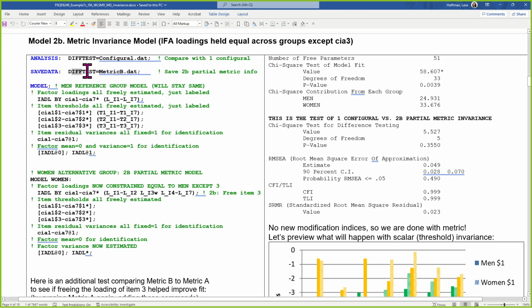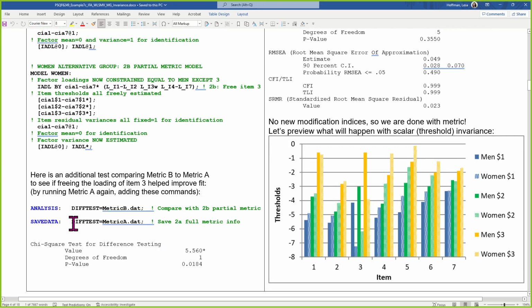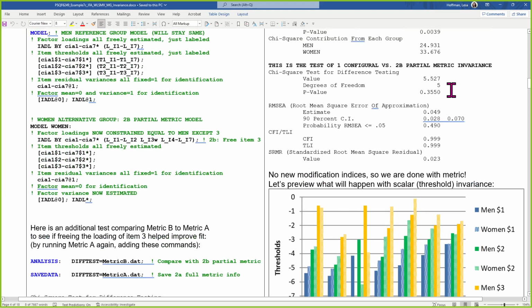Now I'm saving the results as metric B, still comparing against configural. I have an example of how you would reverse the process to see if you're headed in the right direction. And yes, freeing that one loading did help us. So here's the end result now: our chi-square for difference testing is non-significant. None of the individual loadings were highlighted. So yeah, now it's happy.